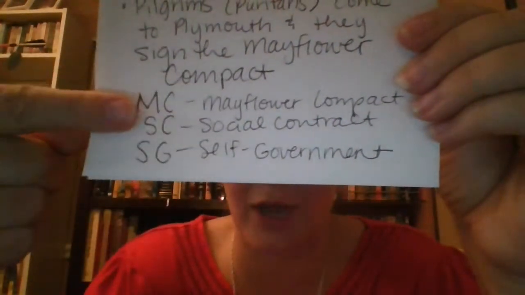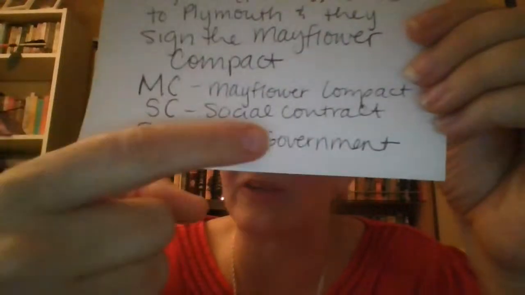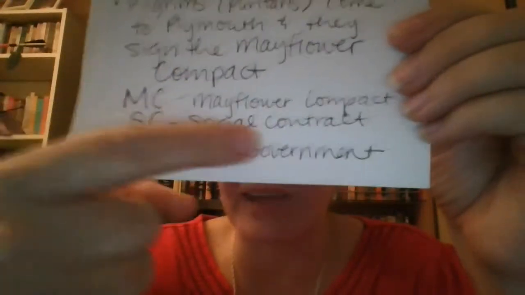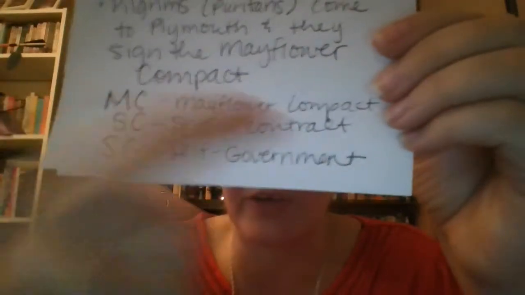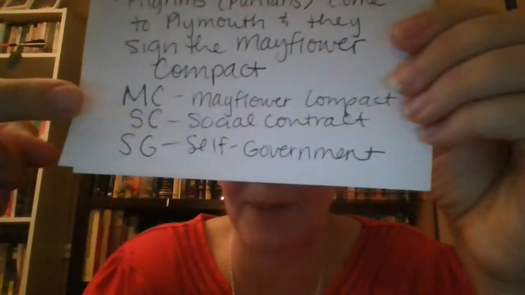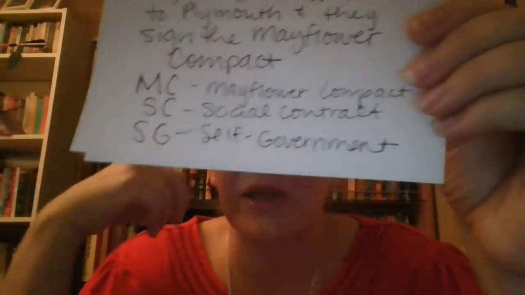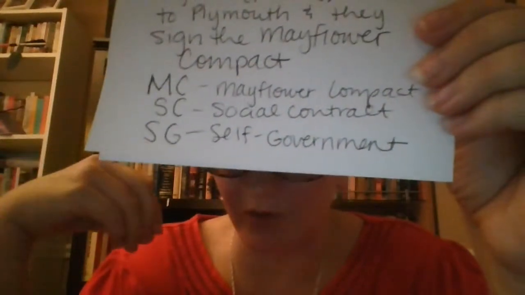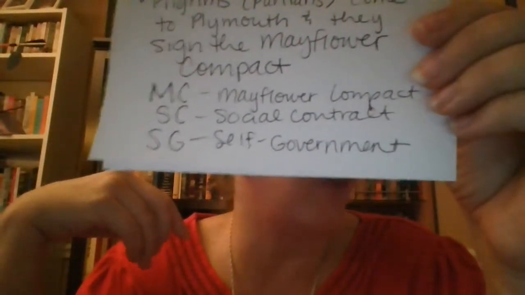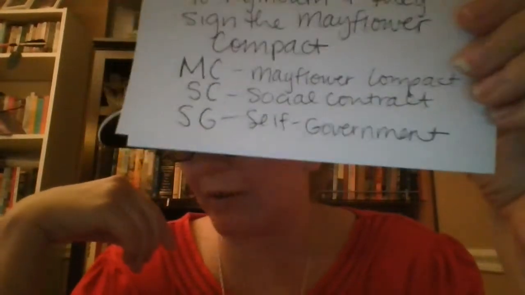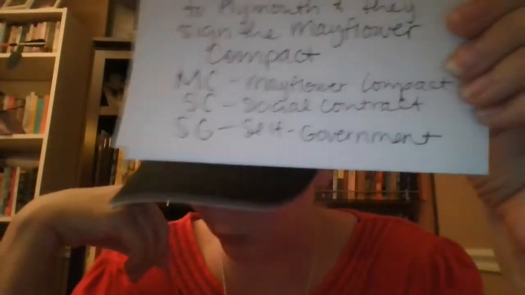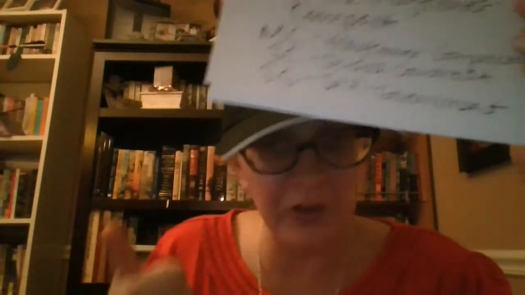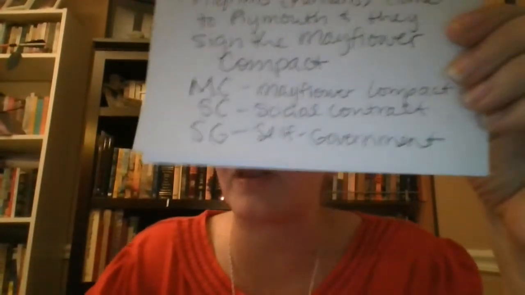So it's a social contract, and social, like all the people, got together and talked, and it's a contract because they signed it. So they got together and talked and signed it. Mayflower Compact is a social contract for self-government. Self-government means they get to make their own local decisions. So for instance, if the students in a classroom were allowed to decide what the classroom rules were, you still have to follow the district rules, but you could make up the classroom rules. That would be self-government.